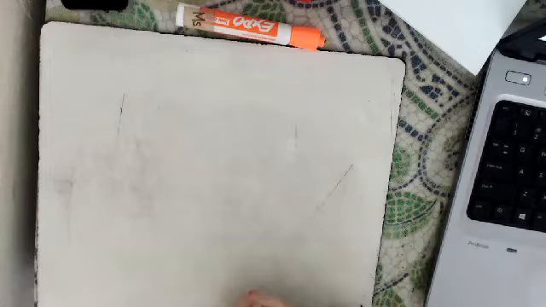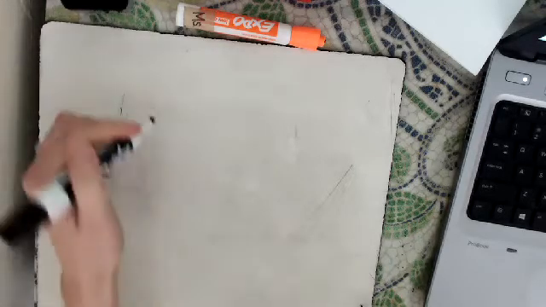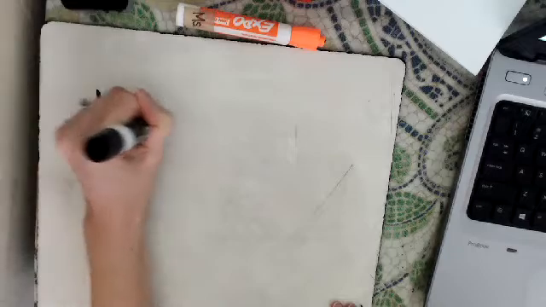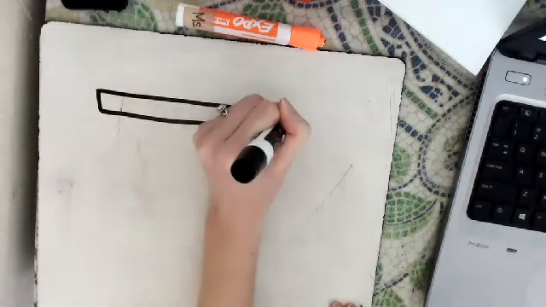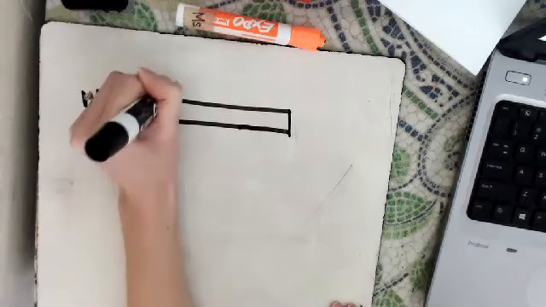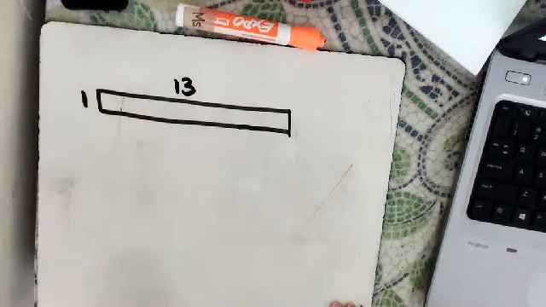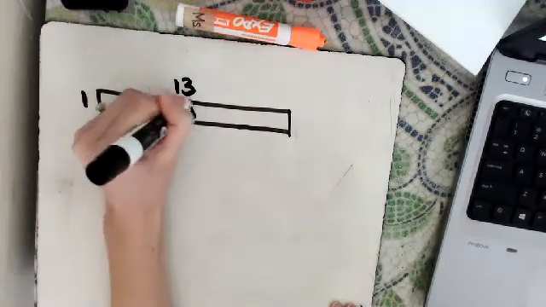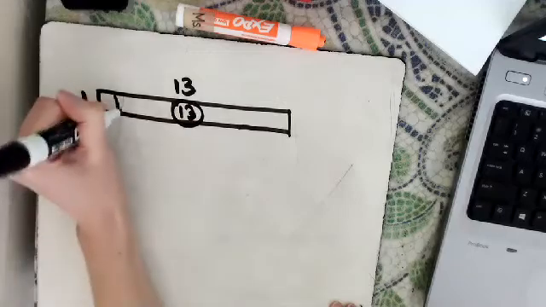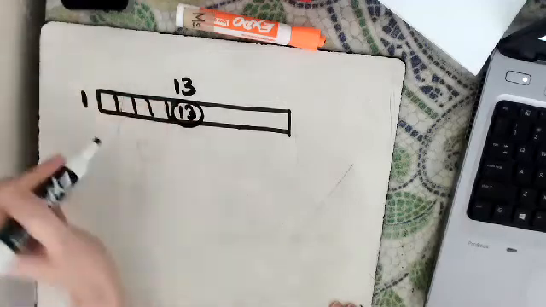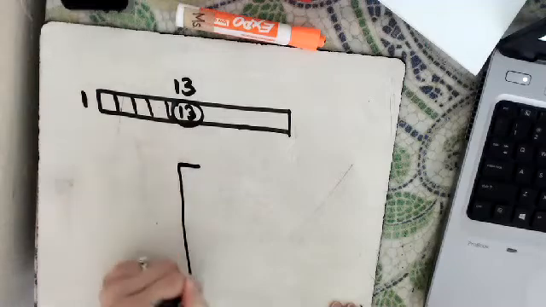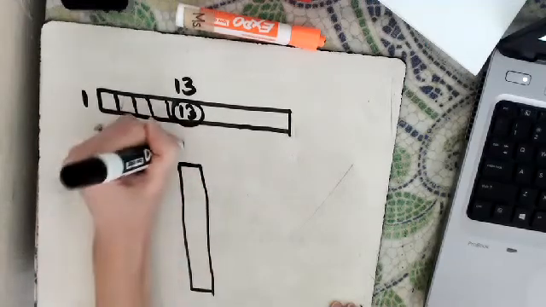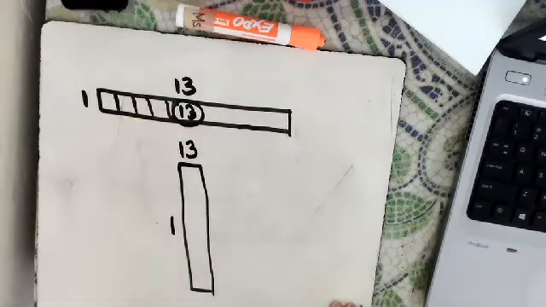Pause the video and answer out loud. If you said 1 times 13, give yourself a pat on the back. You are correct. The only numbers that multiply to 13 are 1 and 13. So there would be 13 unit squares inside. It would just be like little ones like that. You don't have to also write 13 and 1. It's the same thing. So just write 1 and 13.